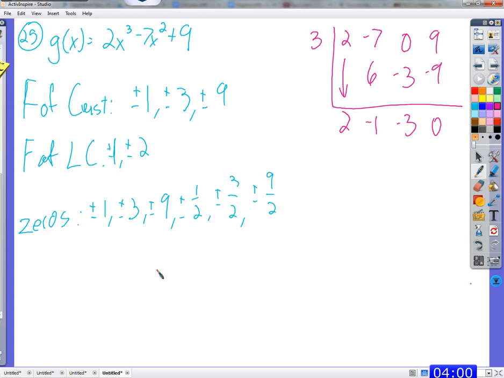Okay, so pretty important. Remember that you need the zero right there. Hold that place. So if we guess three, we're right, which means we're given a factor of x minus three. So 2x squared minus x minus 3 right here. And what's left to do?